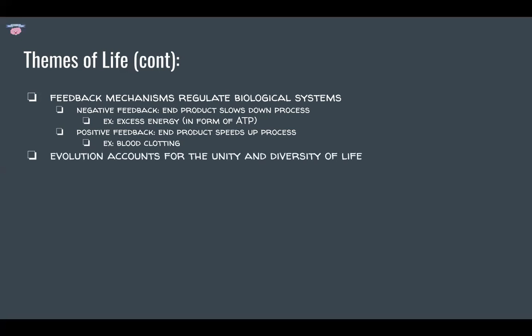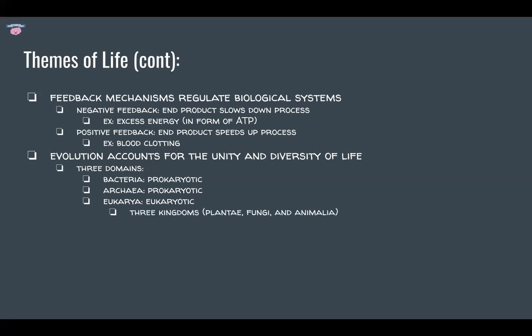Our last theme is that evolution accounts for the unity and diversity of life. So evolution is basically the way that organisms change over time, species and organisms. And domains are, as shown here, the different branches of life. So there's three domains: bacteria, which obviously contain bacteria. These are usually prokaryotic. There's archaea, which are also prokaryotic. And there's eukarya, which, as said by the name, are eukaryotic. This includes animals and plants and fungi.